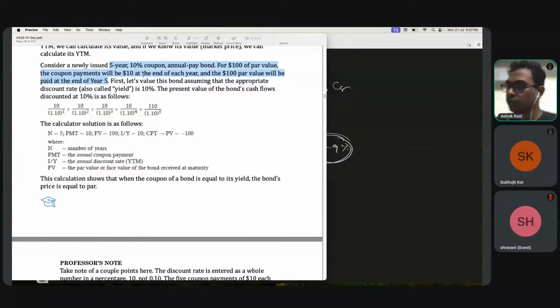We can use the CFO function here, the cash flow function, for doing this. You may use that one also here. But this one, the TVM function, is better.